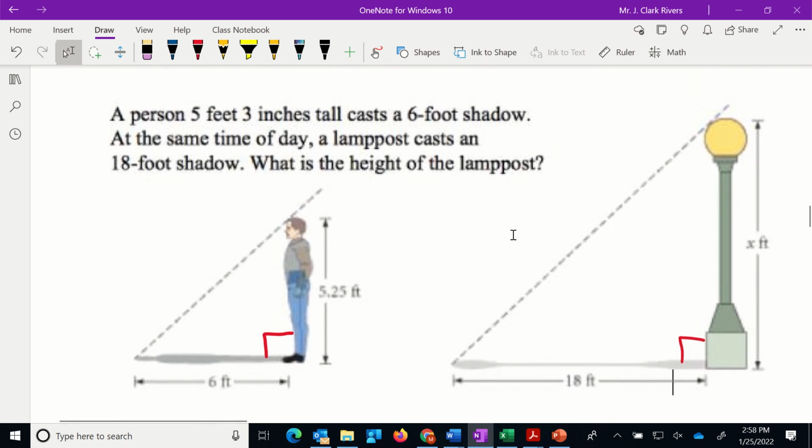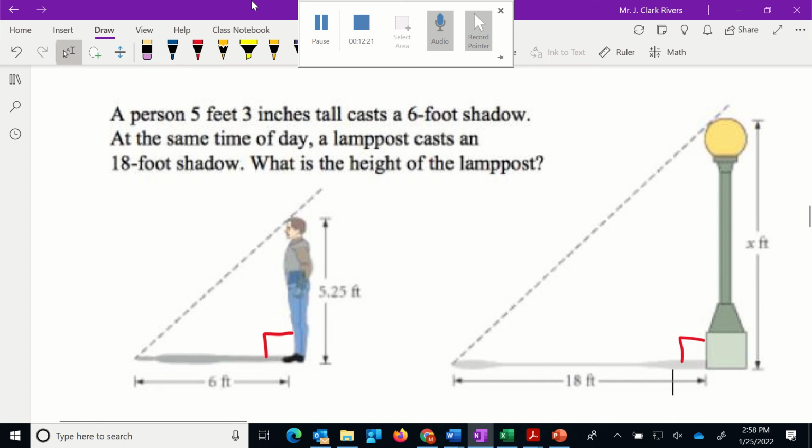A person 5 feet 3 inches tall casts a 6-foot shadow. So there you see their shadow, 6 feet. At the same time of day, a lamppost casts an 18-foot shadow. 18-foot shadow. Why is it important that it's the same time of day? What about the sun, Casey?